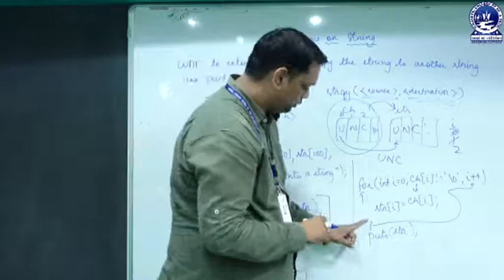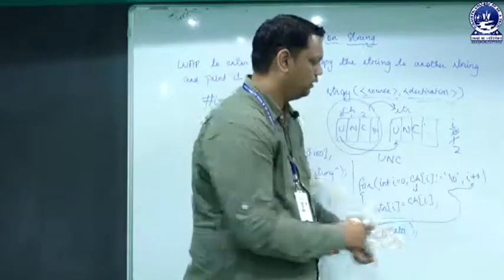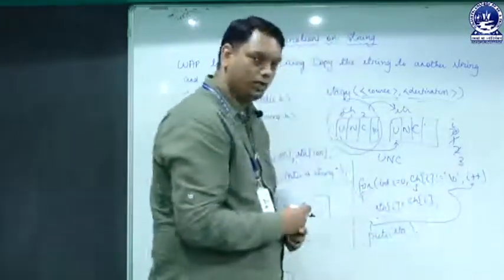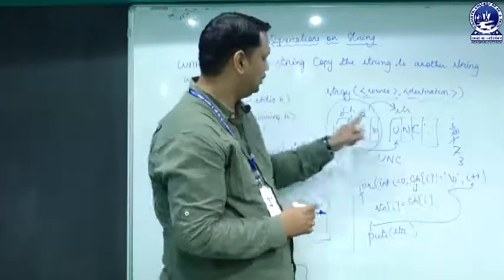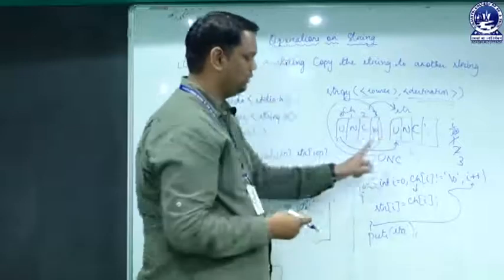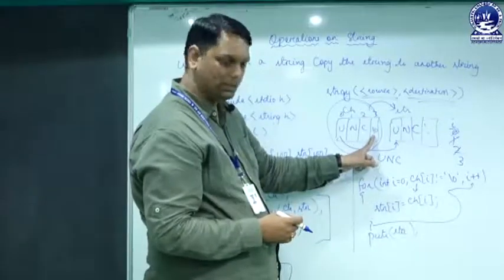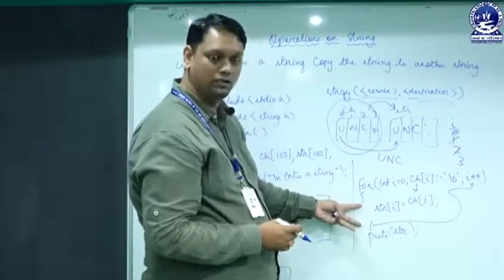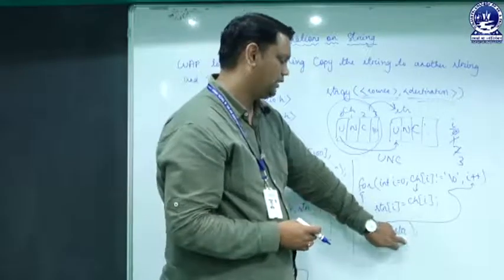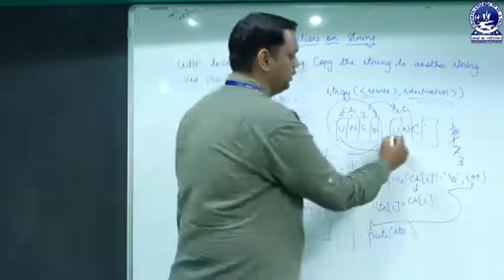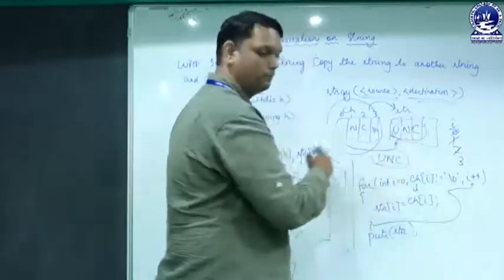Now when it comes to this curly bracket, it will be redirected over here, so i will be incremented to 3. Now it will check ch[3] not equal to backslash 0. False, it is equal to backslash 0. So the condition will not be satisfied and it will come over here to puts(str). It will print the value of str, that is, unc will be printed over here.